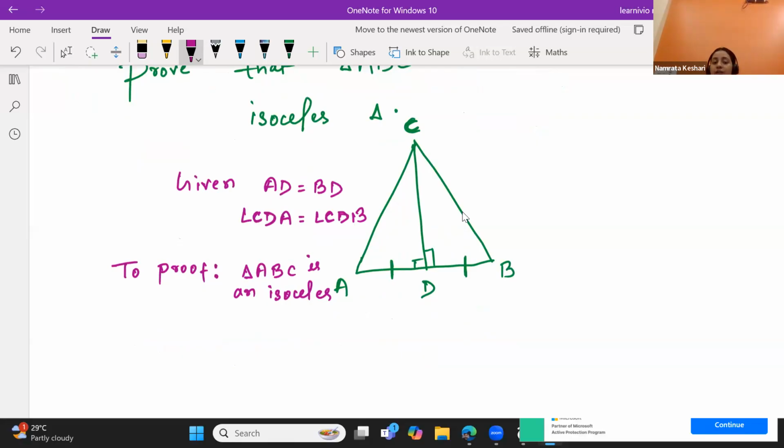I have written the given part. I have written whatever we are supposed to prove, and you are going to tell me which two triangles can be taken.